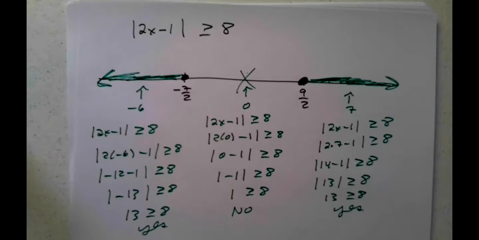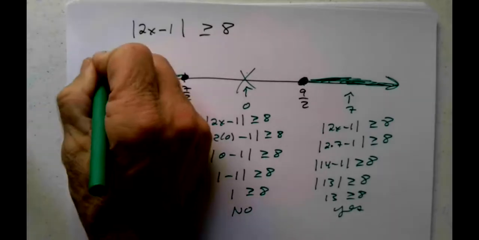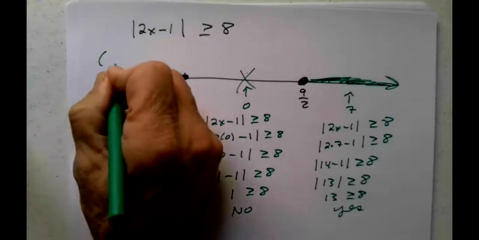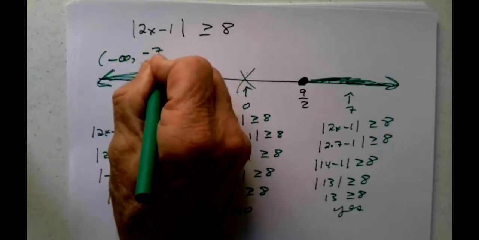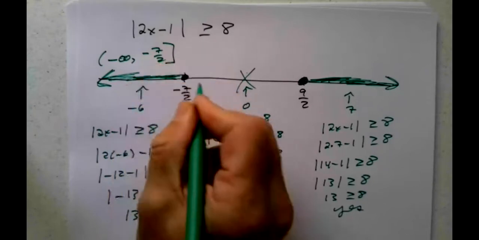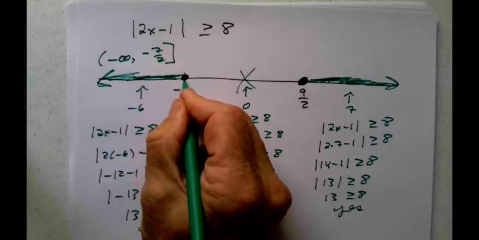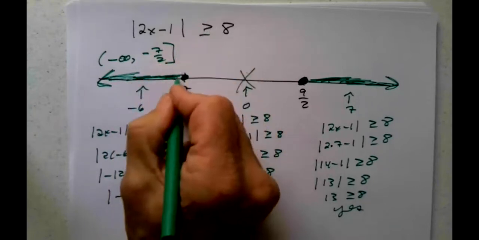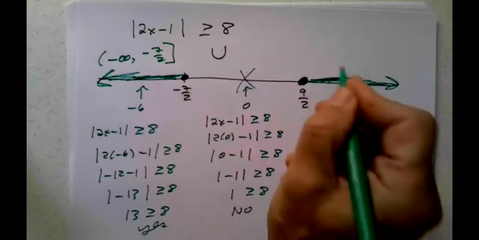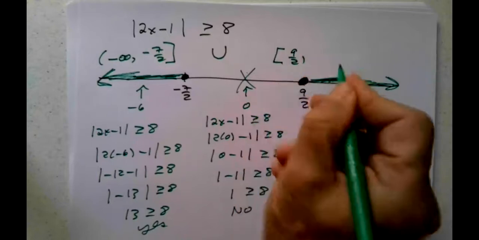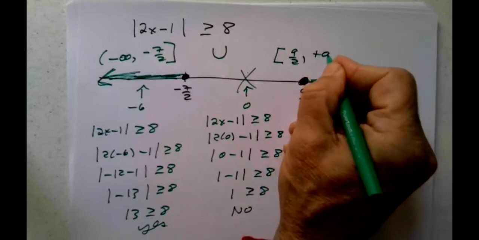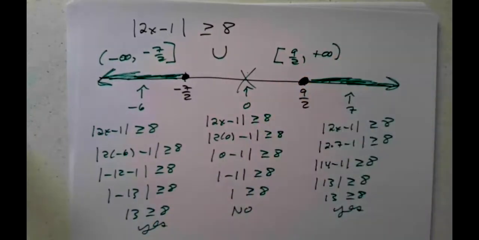So how do we express this answer in interval notation? All the way to the left is negative infinity, comma, negative 7 halves with a square bracket because the dot is solid, because greater than or equal to includes the point. Union, square bracket again, starting at 9 halves, ending where? To positive infinity. Everything is read left to right. So that is the answer.